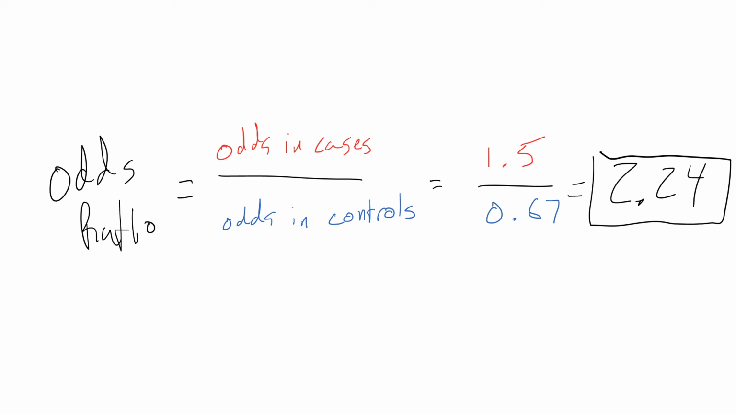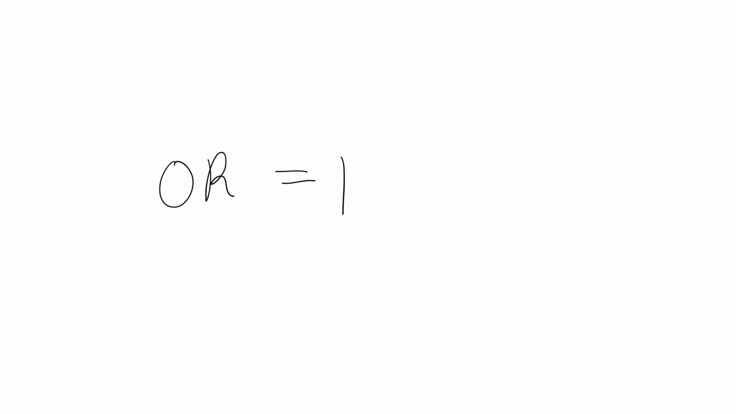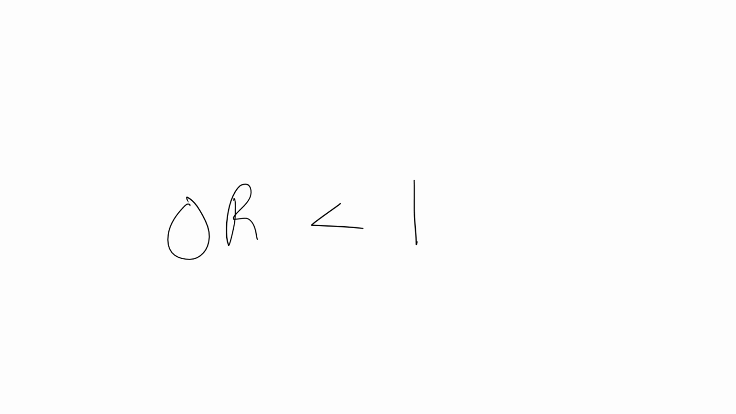We would interpret this to mean that the odds of exposure in the cases is 2.24 times as great, or 124% greater, than the odds of exposure in the controls. An odds ratio of 1 means there is no difference in the odds of exposure between cases and controls. And an odds ratio less than 1 means the odds of exposure in the cases is less than the odds of exposure in the controls.